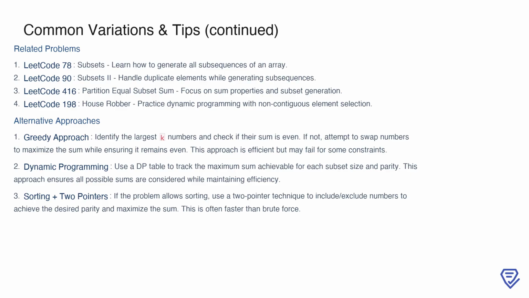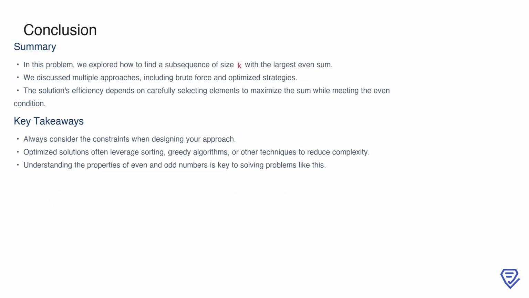Dynamic programming is another option, where you use a table to track the maximum sum achievable for each subset size and parity. This ensures thorough consideration of all possible sums while maintaining efficiency. Lastly, a sorting-based approach combined with two pointers can be useful if the problem allows sorting. This technique involves including or excluding numbers to achieve the desired parity and maximize the sum, typically with better performance than brute force.